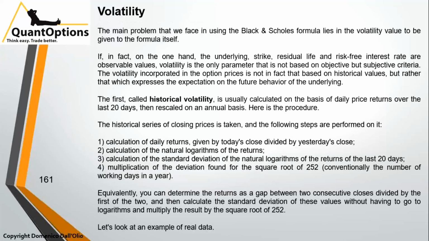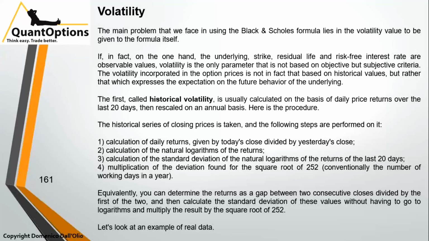The main problem we face in using the Black-Scholes formula lies in the volatility value to be given to the formula itself. If, in fact, on one end, the underlying, strike, residual life, and risk-free interest rates are observable values, volatility is the only parameter that is not based on objective but subjective criteria.